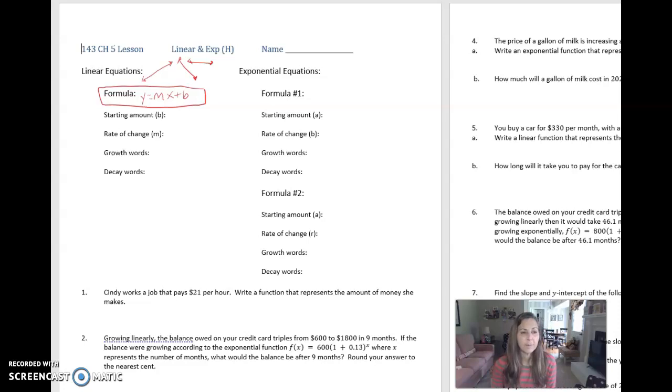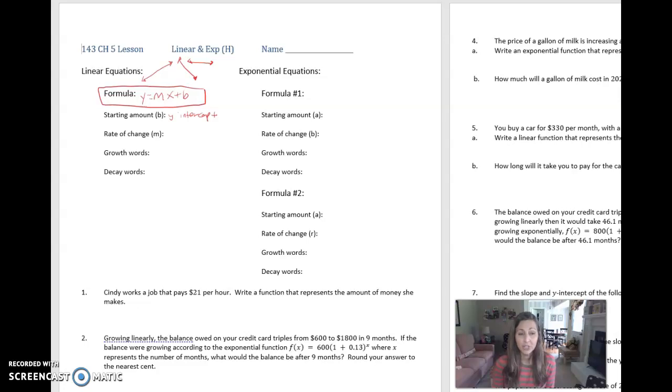B is your starting amount. It's also known as the y-intercept. So if you were to graph this equation, it would cross the y-axis at that point. B is the number at the back. Y equals mx plus b. So B is at the back, and B is your y-intercept.